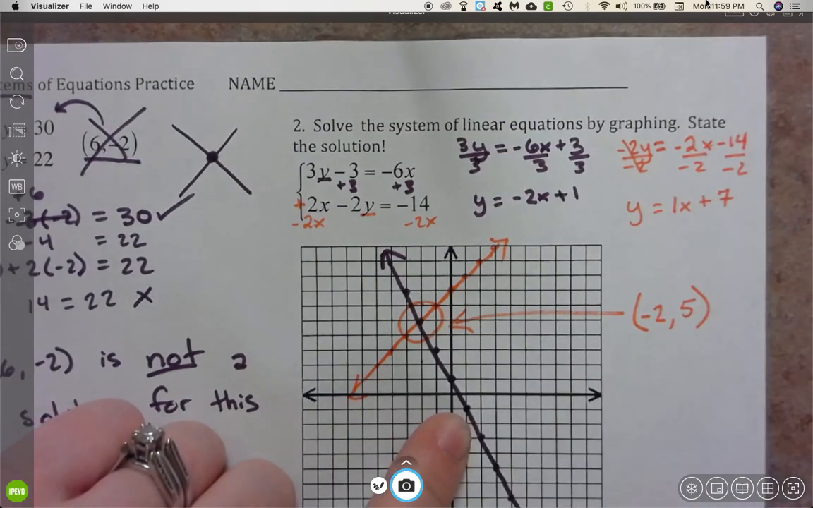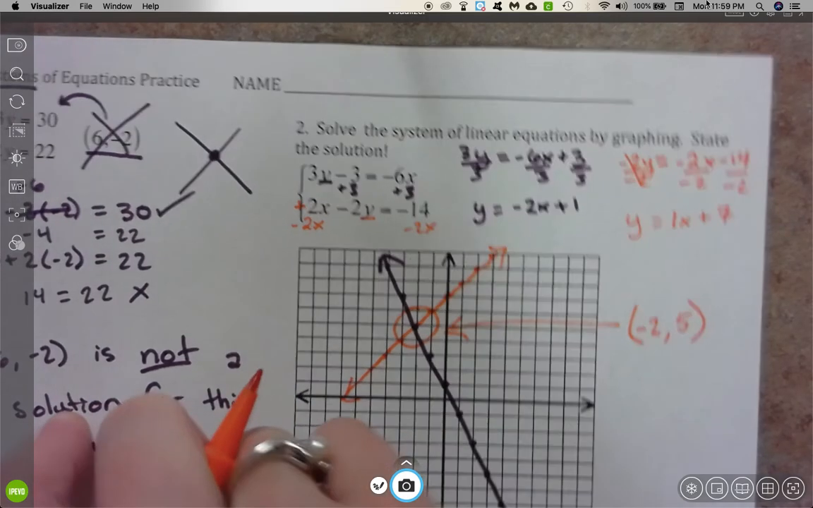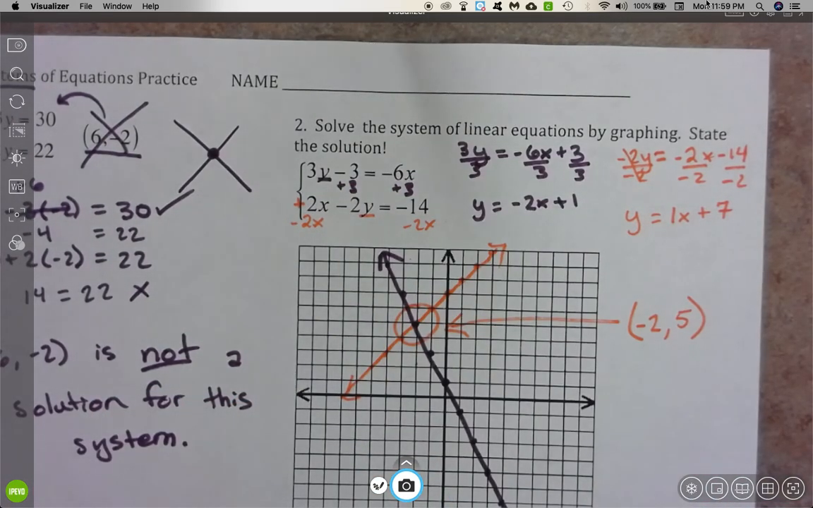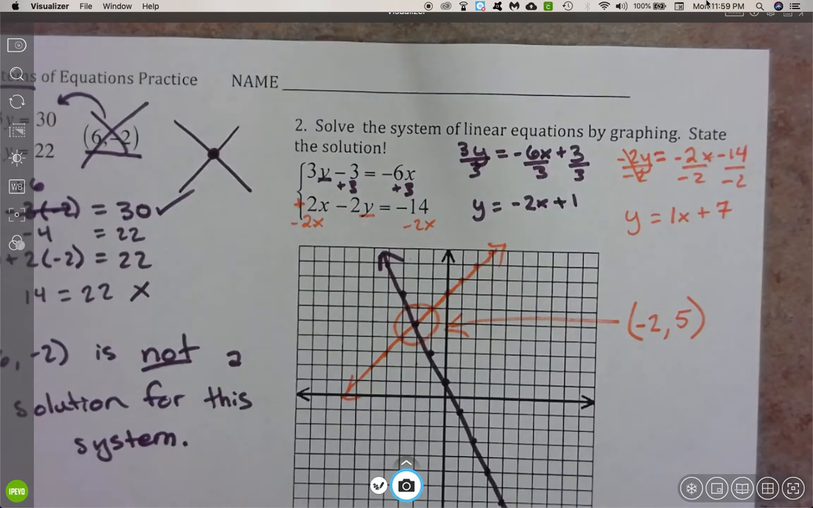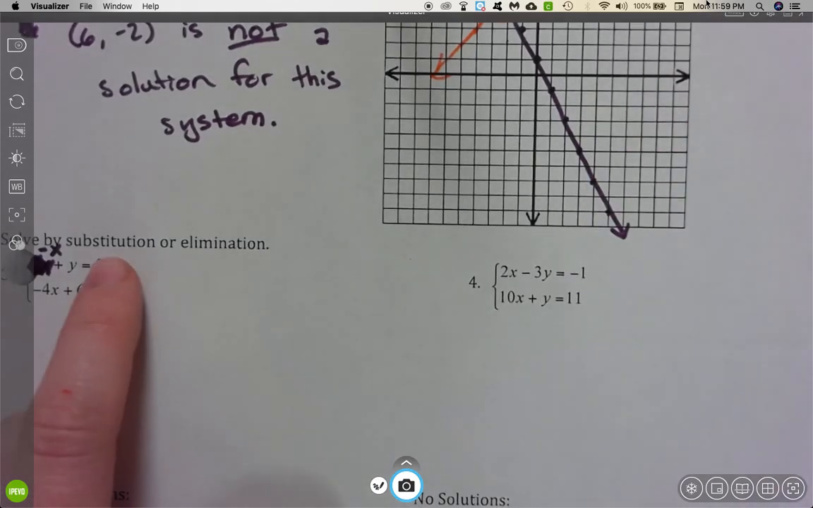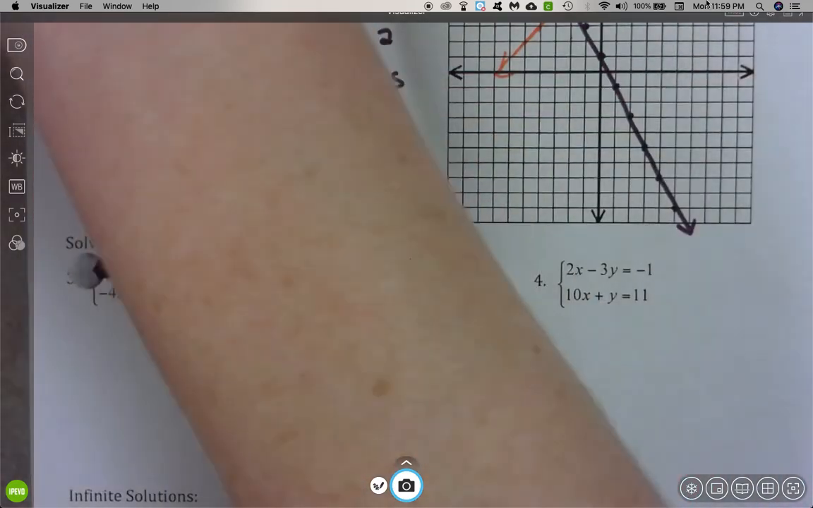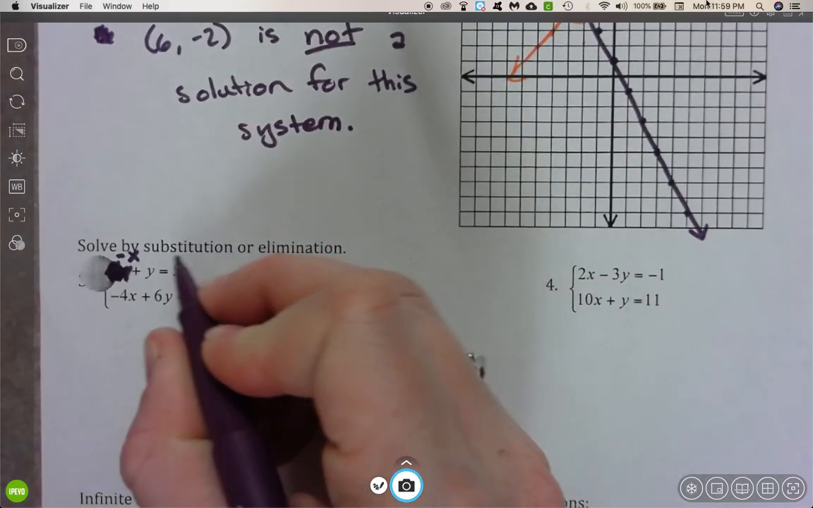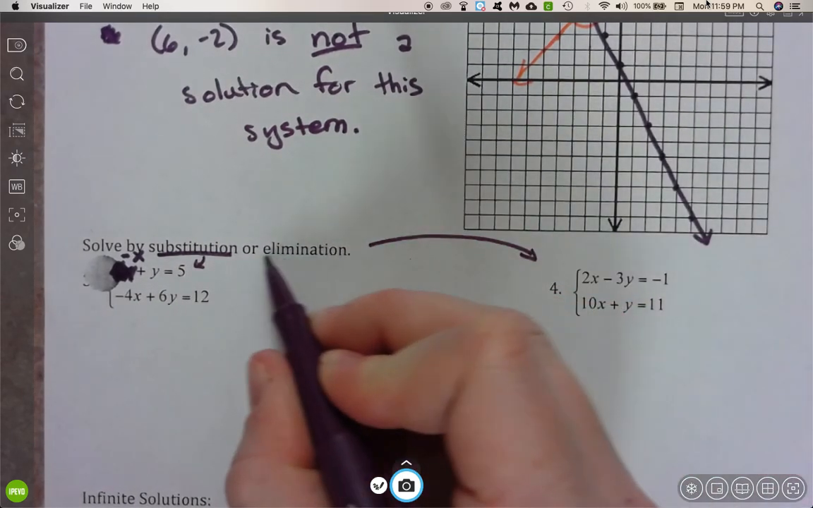So now I could check that by plugging this back in, just like I did in number 1. I could check that, and it should work out with both of the equations because that's where those two things are crossing each other. Okay, now I don't want to have to graph every single time, so I have a couple other options. I can either use substitution or I can use elimination. Okay, so for this one we're going to use substitution, and then this one we're going to use elimination, because those kind of go really nice.